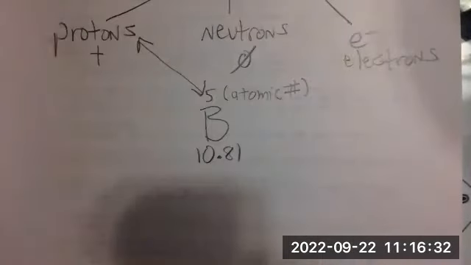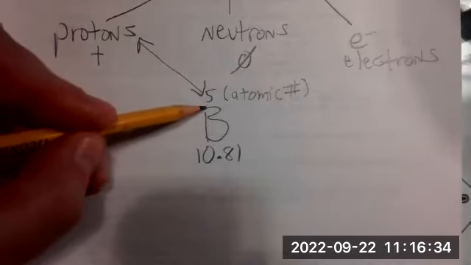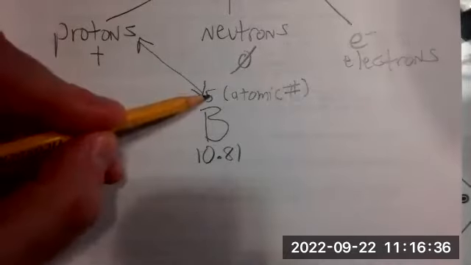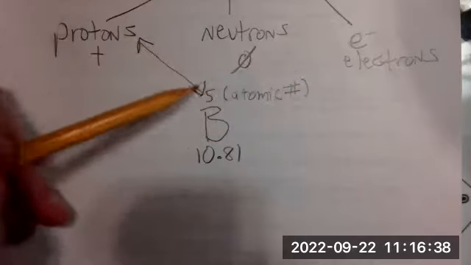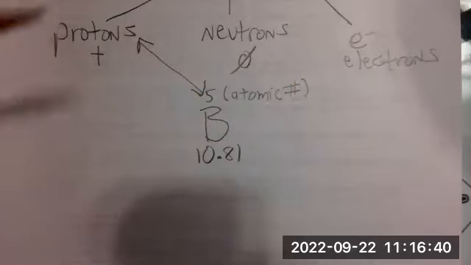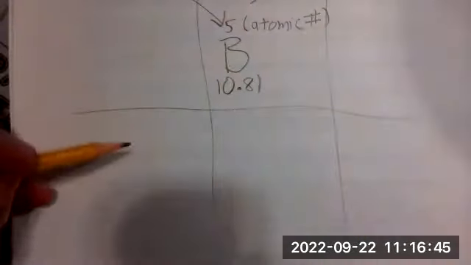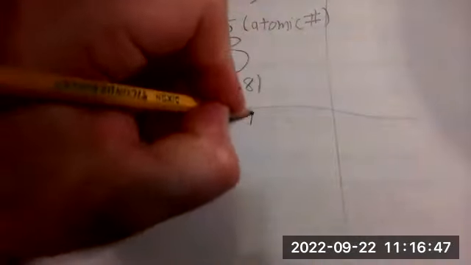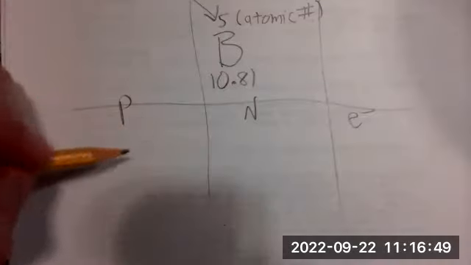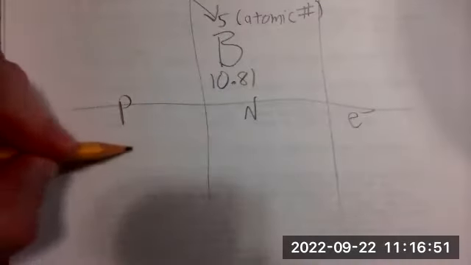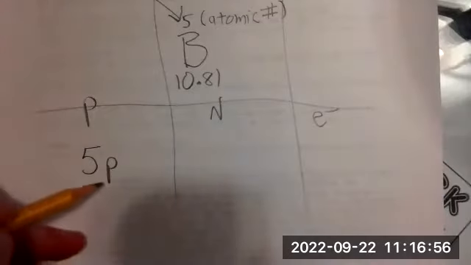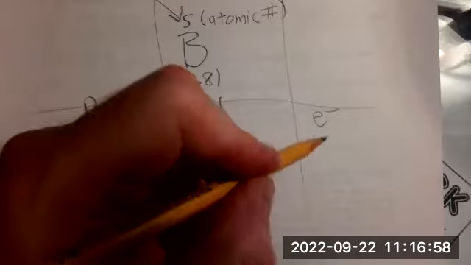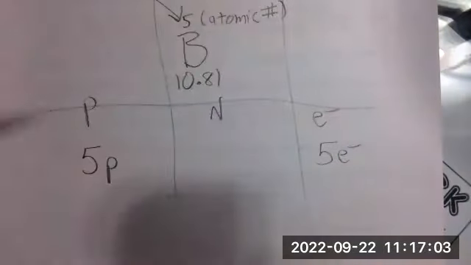That's an easy one. In a neutral atom, the number of protons should equal the number of electrons, and it does. So this is an easy one right here. Well, first, let's make ourselves a little chart here. We've got our number of protons, number of neutrons, and number of electrons. And the number of protons for boron is 5. 5p, 5 protons. Then, if we know the number of protons, we know the number of electrons. In a neutral atom, there should be 5 electrons.